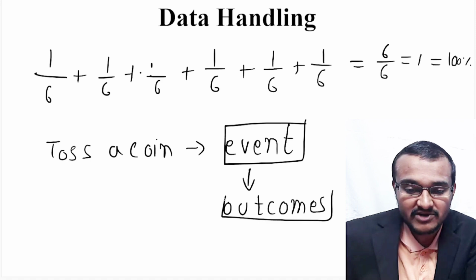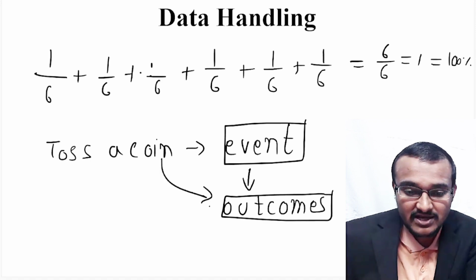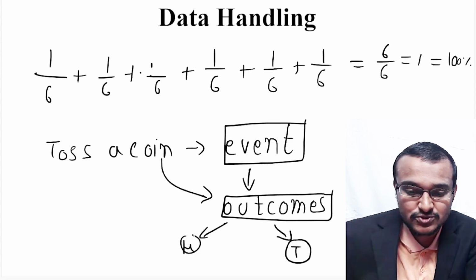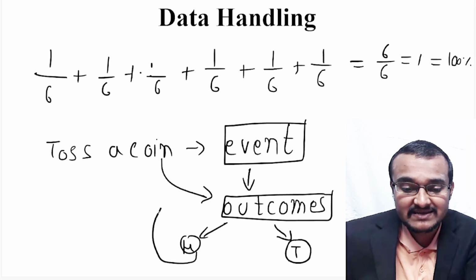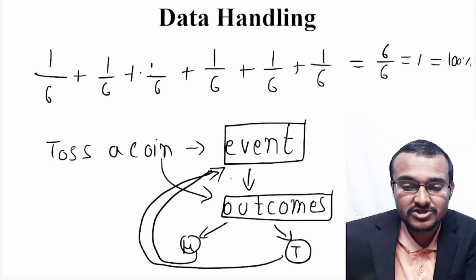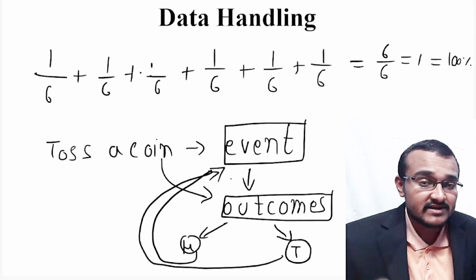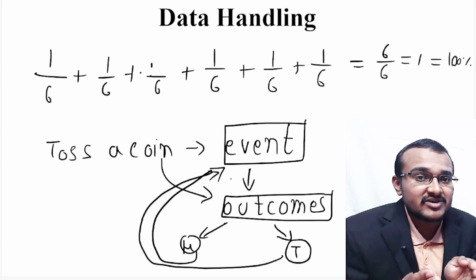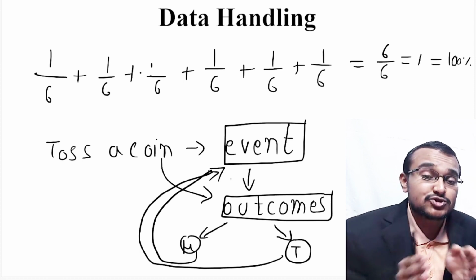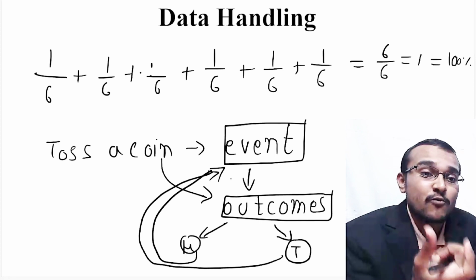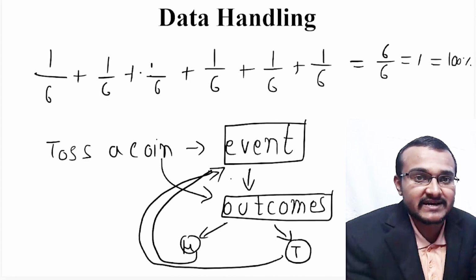For example, when you toss a coin, you may have two outcomes. One is getting head and the other is getting tail. So these two outcomes, head and tail, accompany the event. In this event, both head and tail are possible. Even when you roll a die, there will be six different outcomes. All those six different outcomes club together to form one particular event, that is rolling a die.